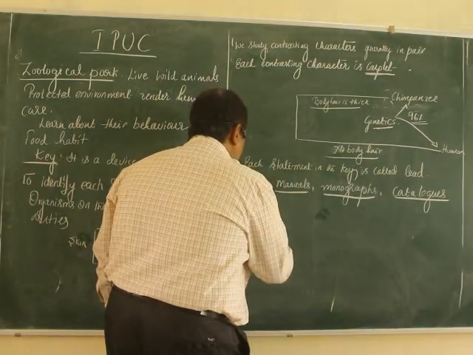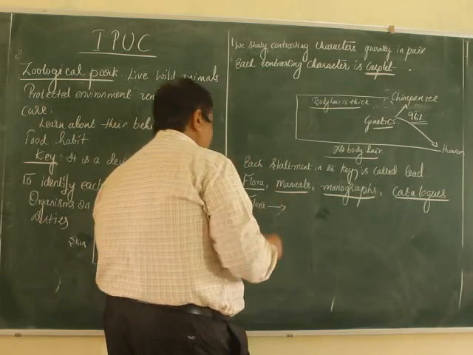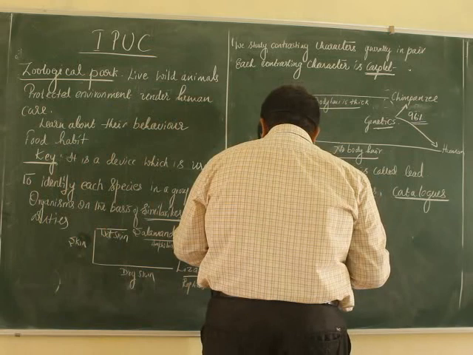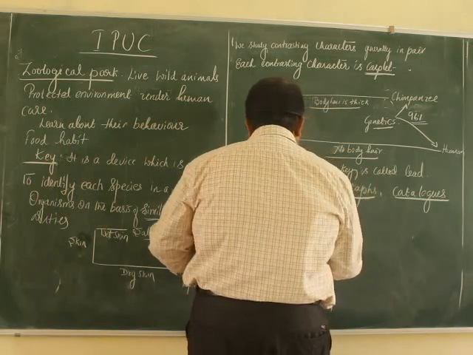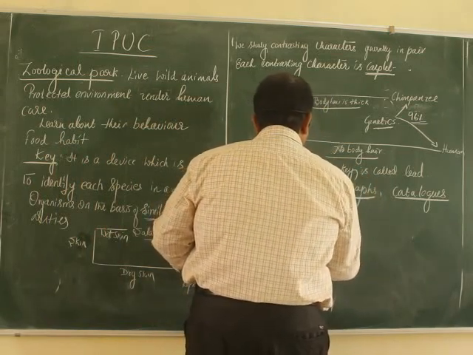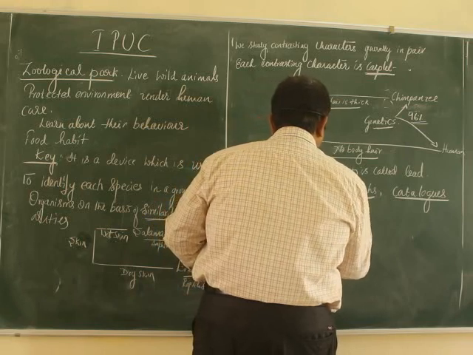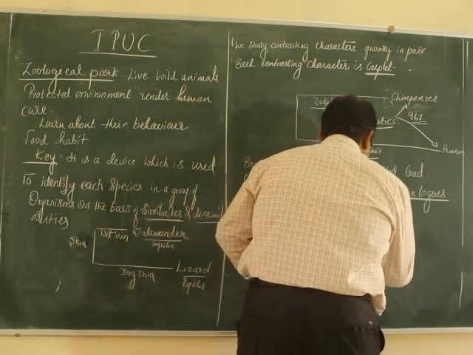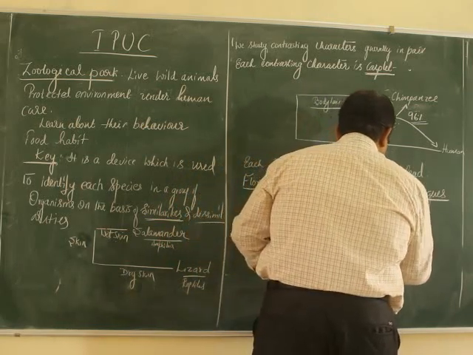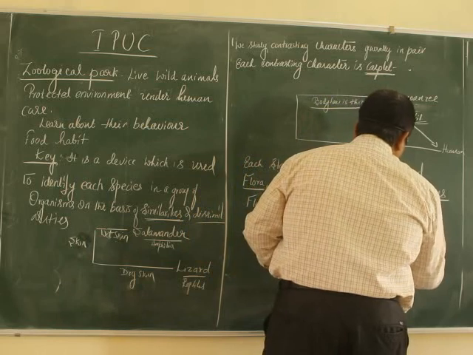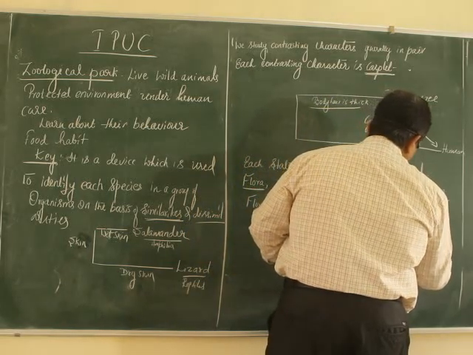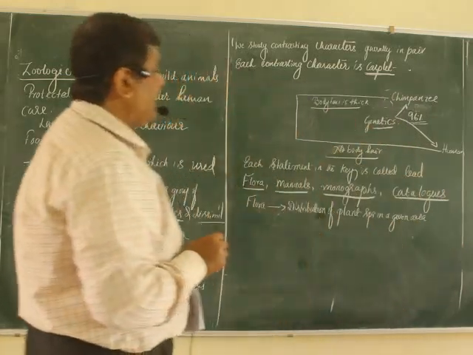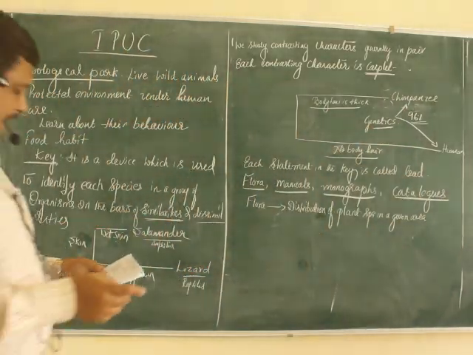What is flora? It is an actual account of habitat and distribution of plant species in a given area. Distribution of plant species in a given area is called flora.